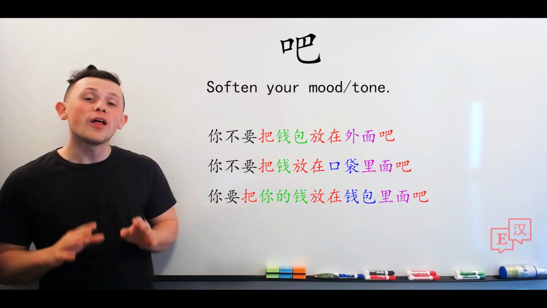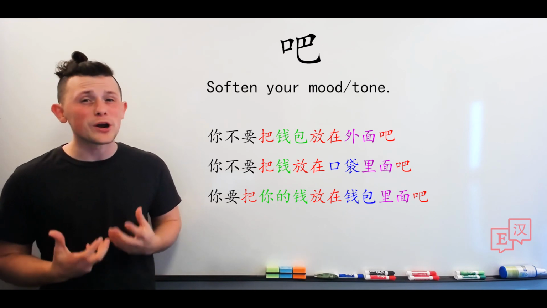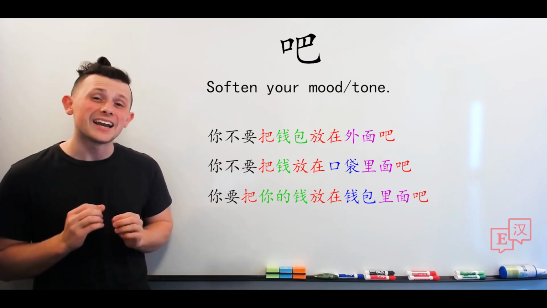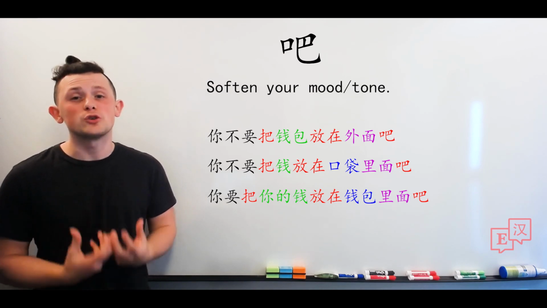大家, that's all I have for you today. Please take the time to review these sentences, try to memorize them. Ba can be a tiny bit tricky, but in reality, it's super straightforward once you get used to using the structure.